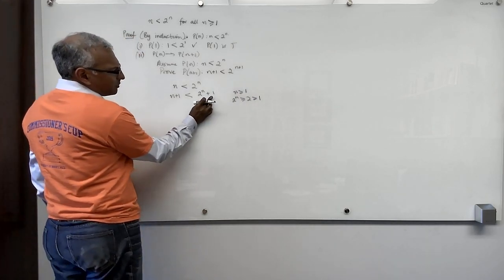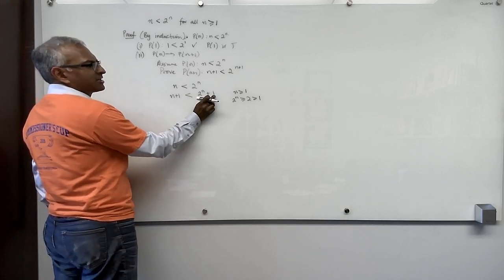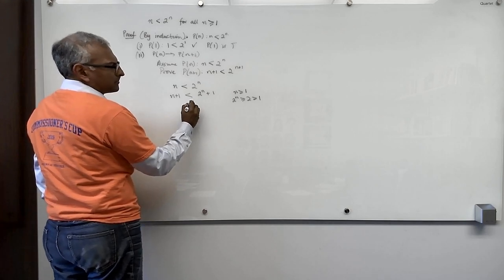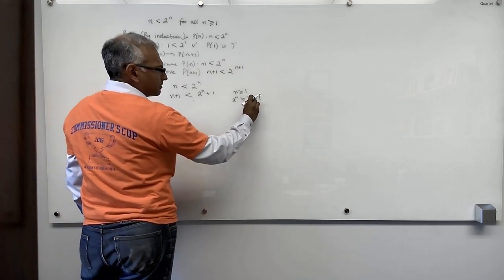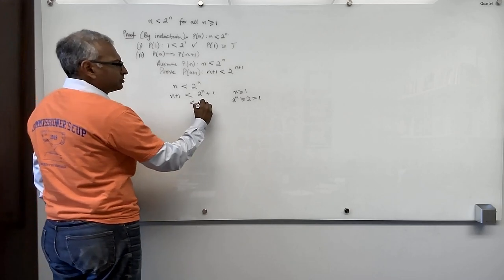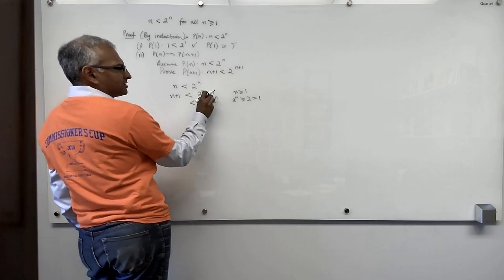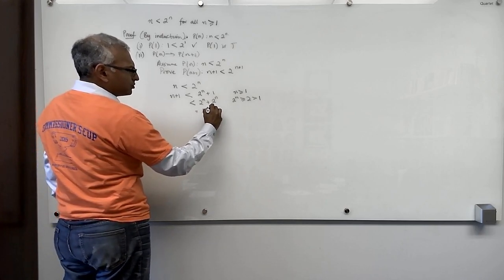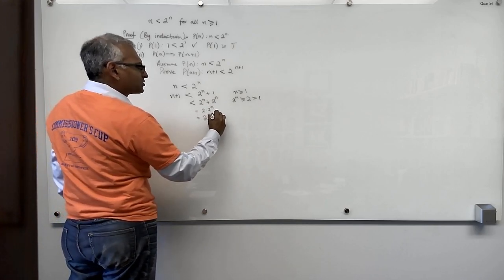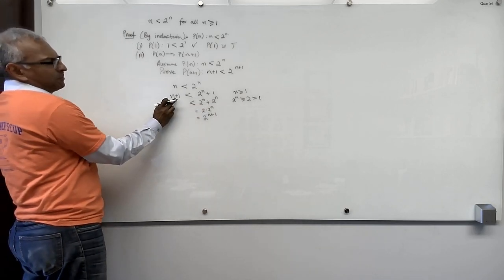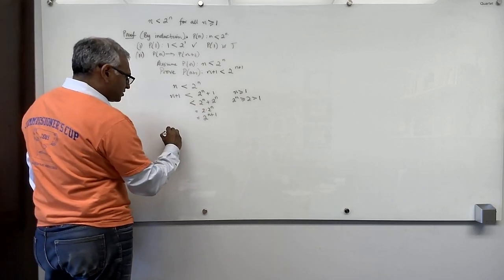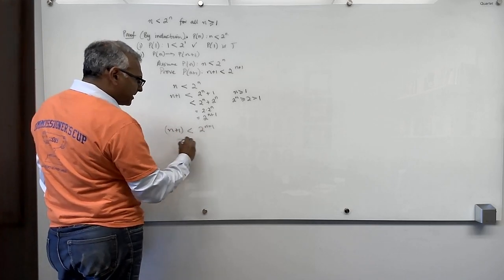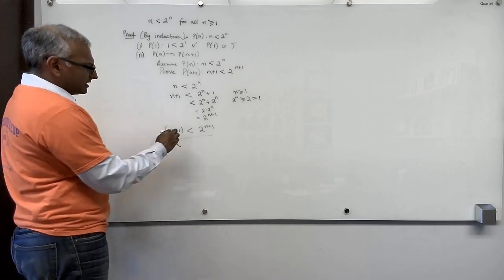So I can always replace this side of this inequality by something larger. I can replace this 1 by 2 to the n, which is larger than 1. So this is certainly less than 2 to the n plus 2 to the n. And this here is equal to 2 times 2 to the n, which is 2 to the n plus 1. So I've concluded that n plus 1 is less than 2 to the n plus 1. Bingo! That's where I wanted to be.